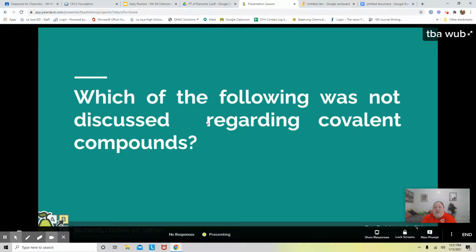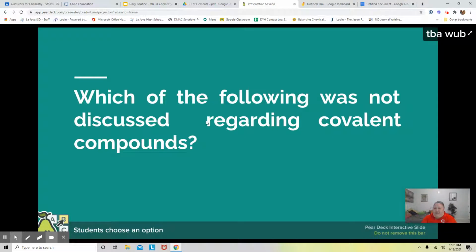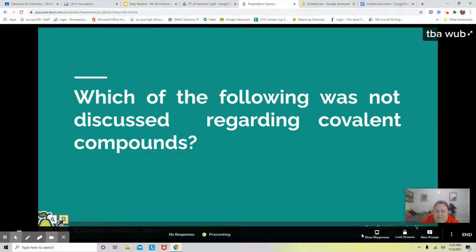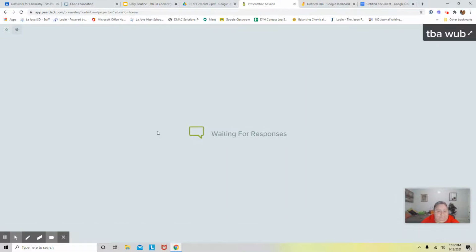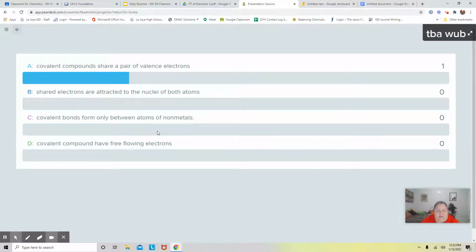All right. Which of the following was not discussed regarding covalent compounds? It's a multiple choice question, guys. A, B, C, or D. Can somebody pick one so that we can start discussing the answers and see which one applies? Can somebody choose an answer, please?